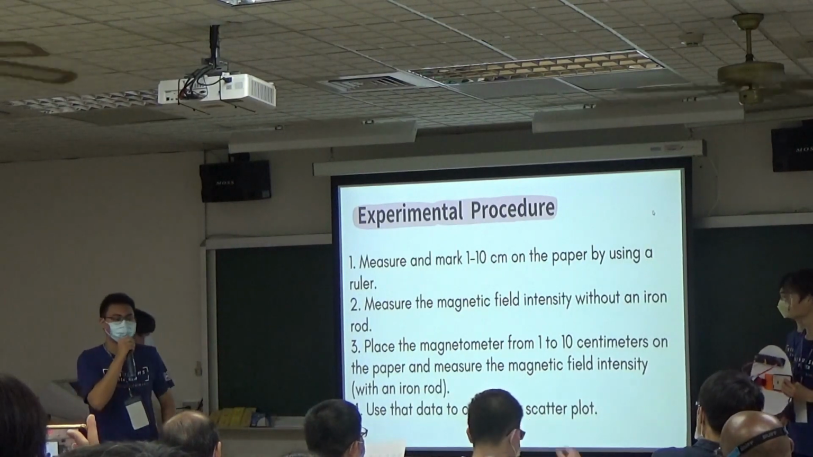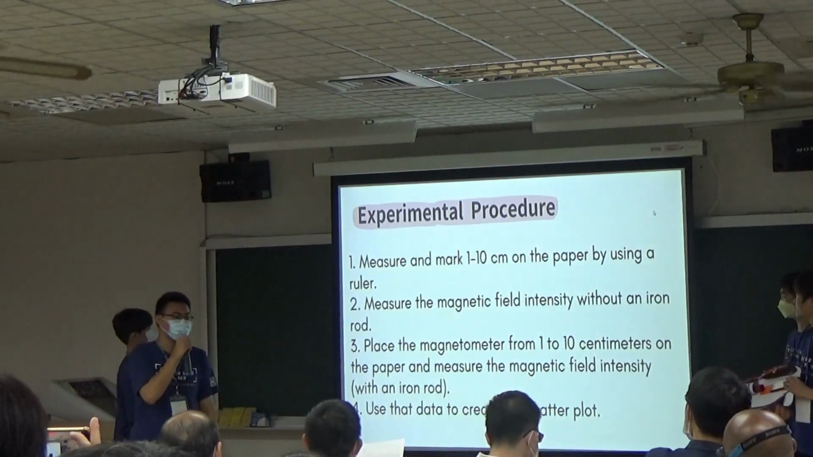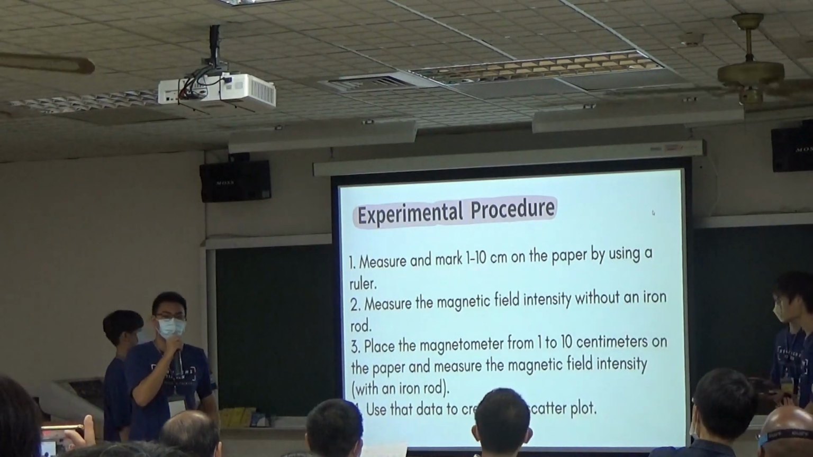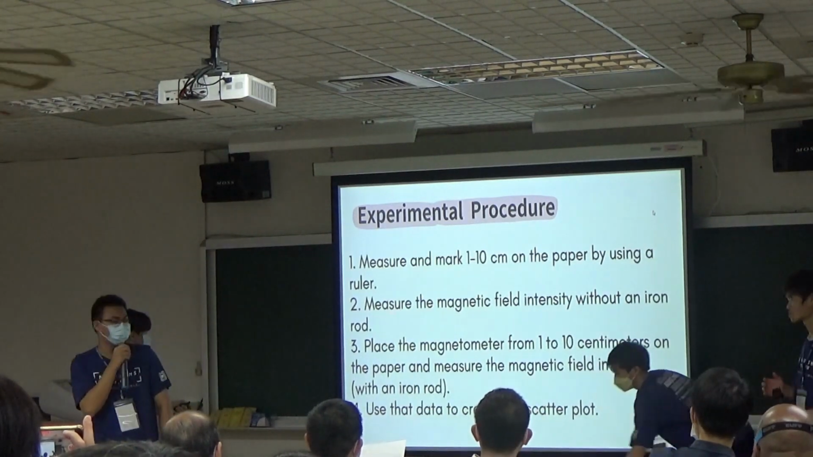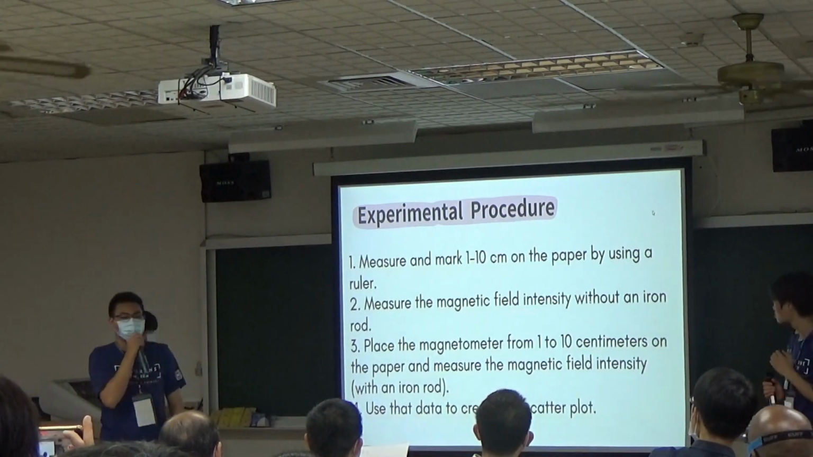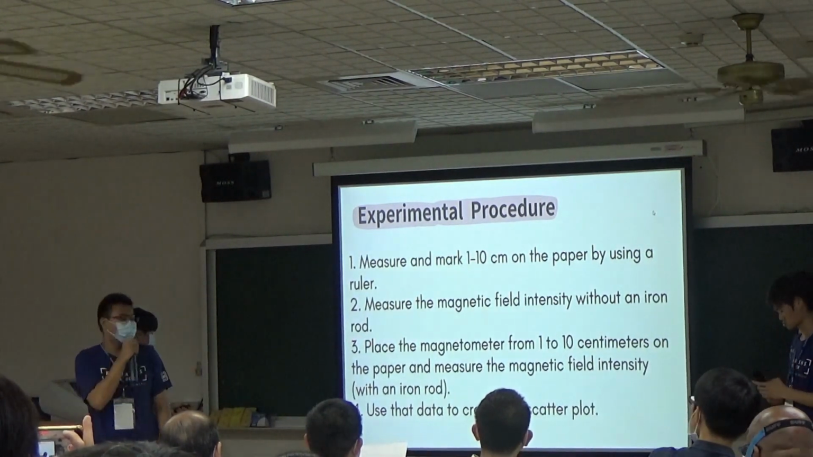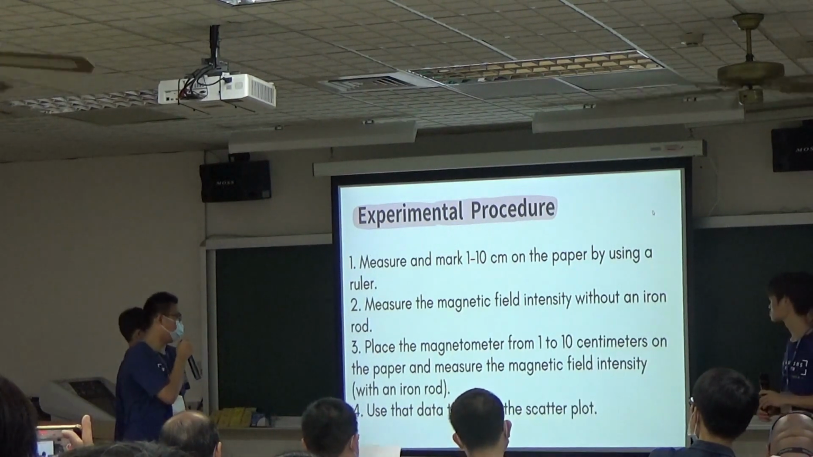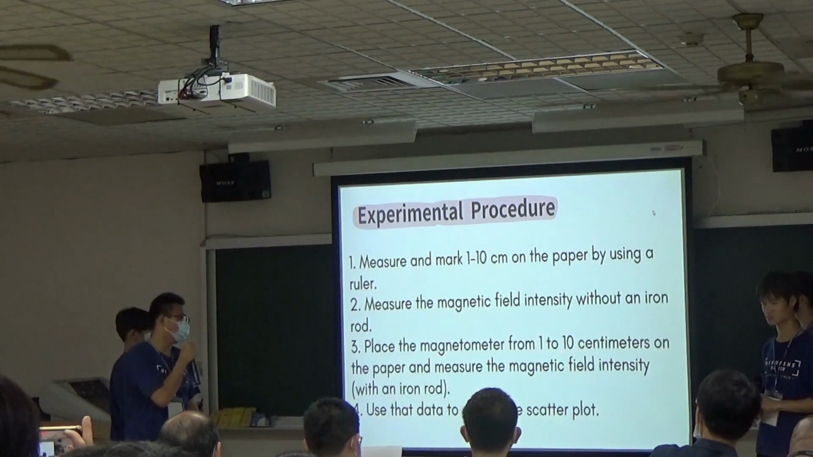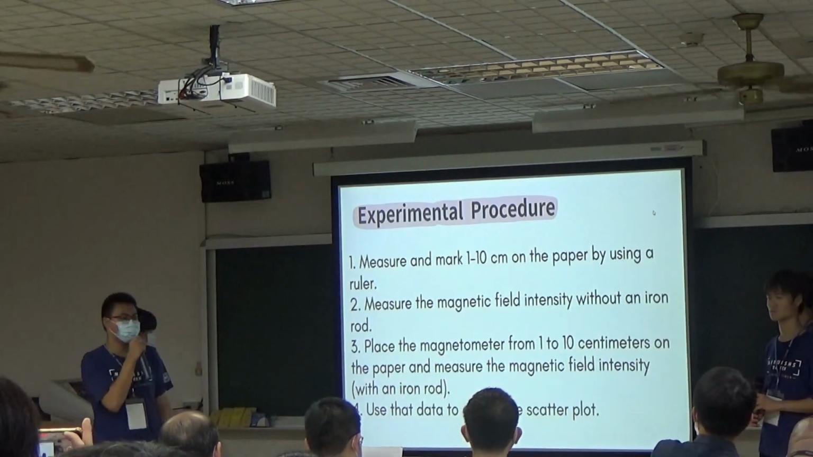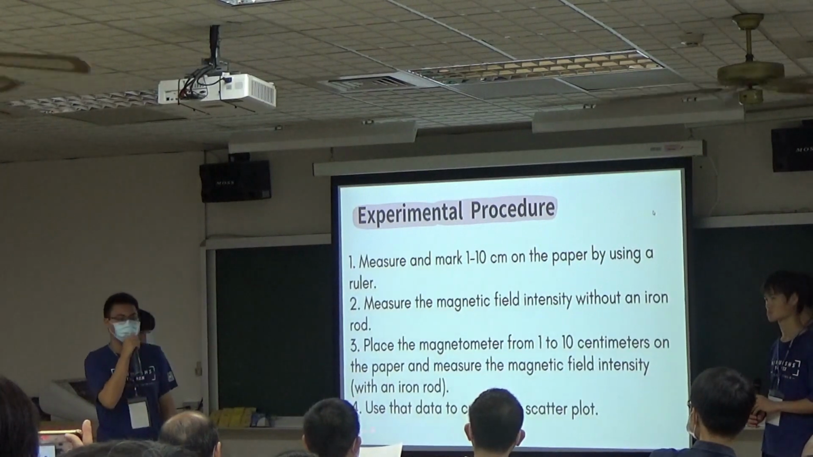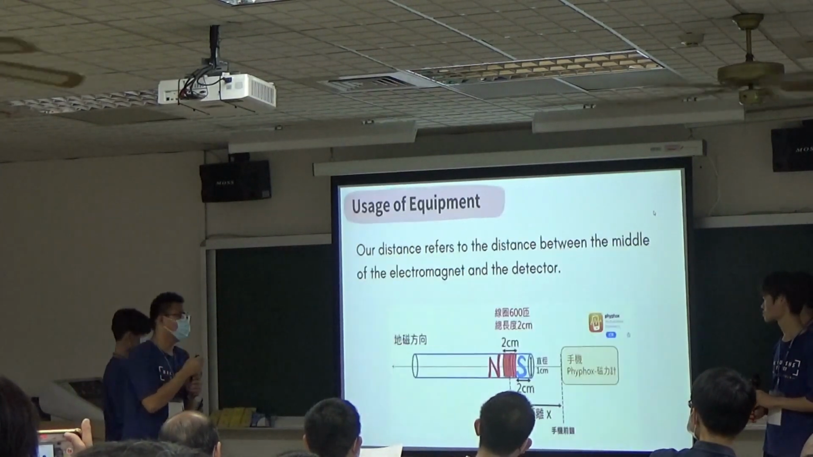And last, I'm going to talk about our experimental procedure. First, measure and mark 1 to 10 centimeters on the paper by using a ruler. And second, measure the magnetic field intensity without an iron rod. And third, place the iron rod into the plastic pipe and place the magnetometer from 1 to 10 centimeters on the paper and measure the magnetic field intensity. And thus we will use that data to create a scatter plot.